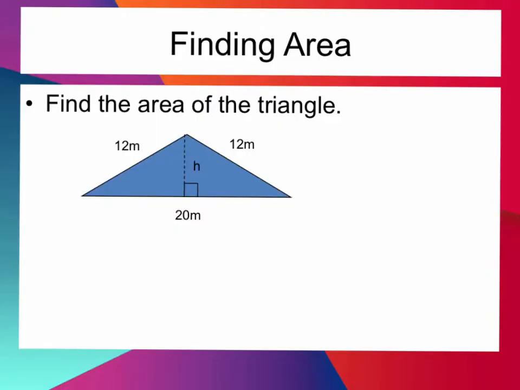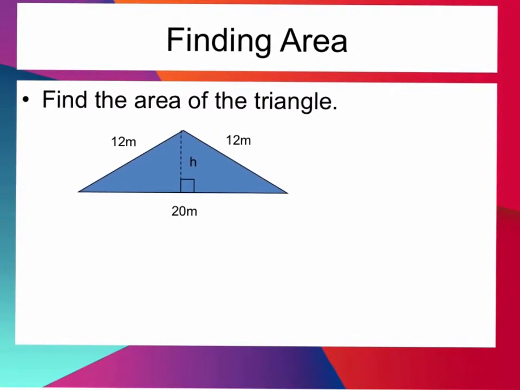Now that we know what Pythagorean theorem is, we can use it to find the area of a triangle. So remember the formula to find the area of a triangle, it's one that you should have memorized by now, which is 1/2 base multiplied by height. My base is 20, but notice my height is missing. So that's what I need to find. And to find the height, I can use Pythagorean theorem.